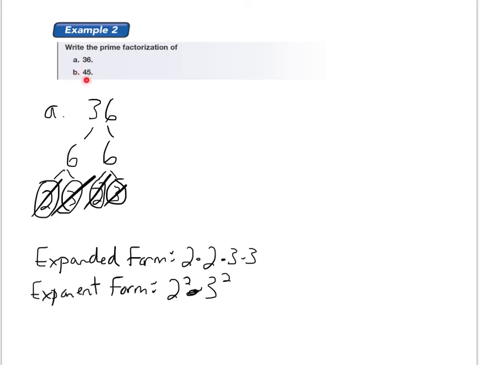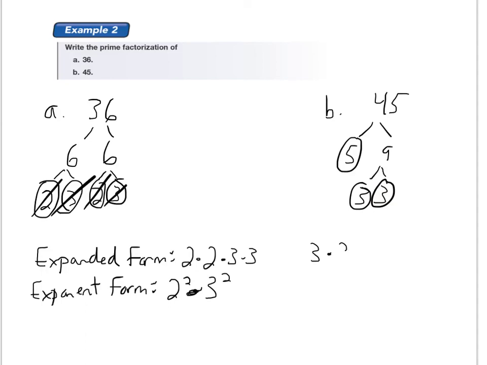Okay, well, for B, we can also break down 45. And if we like factor trees, let's do that. Well, let's see, I know 5 times 9 is 45. 5 is prime, so I'm going to circle it. 9 is not, so I'm going to break it down into 3 times 3. Both of those are prime. Once I have all prime numbers that I can't break down anymore, I am done. So again, expanded form would be all the circled numbers: 3 times 3 times 5. Exponent form would be 3 squared times 5. Okay?